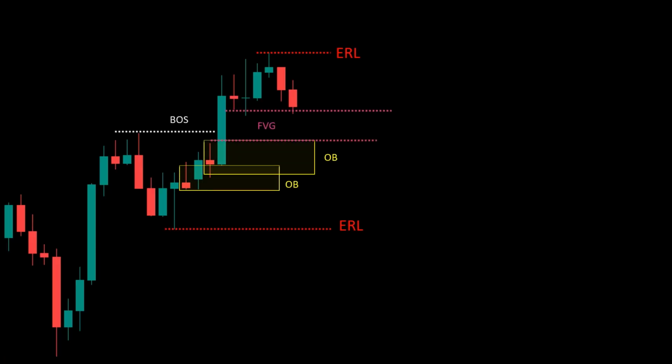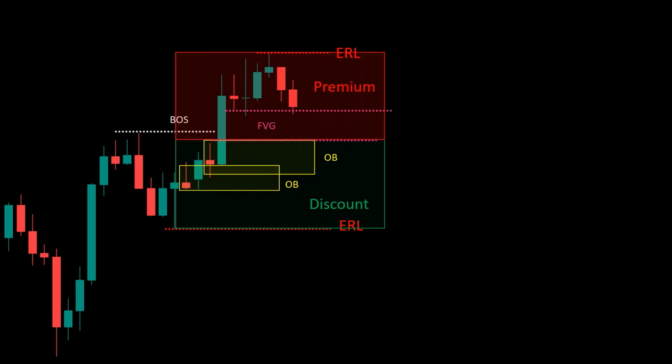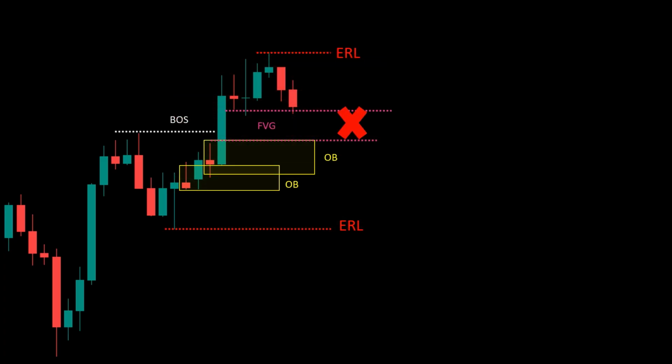Step 1 is identifying that internal liquidity. In this case, we've got one FVG and 2 order blocks. The FVG isn't valid for us because it's already been tapped and is sitting in a premium zone. That leaves us with the 2 order blocks in the discount zone as our main area of interest. To refine our entry and look for a proper reaction, we drop down to the 15-minute time frame.